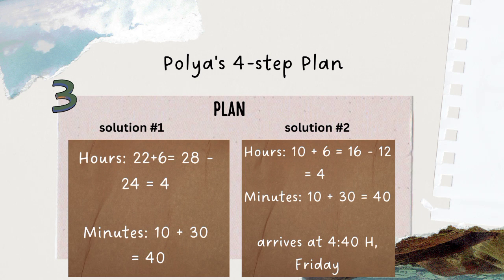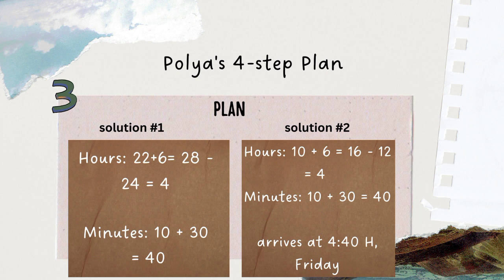So, to see how we do the third step, we have two solutions. For the solution, number 1 is hours. 22 plus 6 equals 28. Then, the 28 that we got in hours, we subtract 24 from it, which equals 4. Then, for the minutes, 10 plus 30 equals 40.